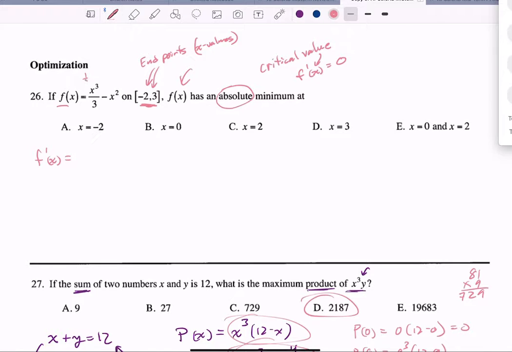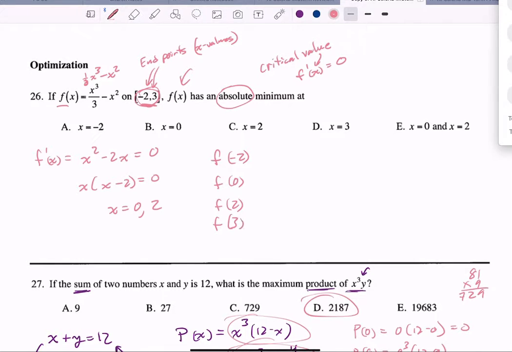Now f is 1/3 times x to the third minus x squared. Okay, so when I take the derivative, 3 times 1/3 is 1, and so I'm left with 1x squared minus 2x. So then I got to set this guy equal to 0. And when I do that, I factor out an x, and I get x minus 2, and I get two x values. I get x equals 0, and I get x equals positive 2. And both of these are in this interval. And so I have to test -2, I have to test 0, I have to test 2, and I have to test 3.